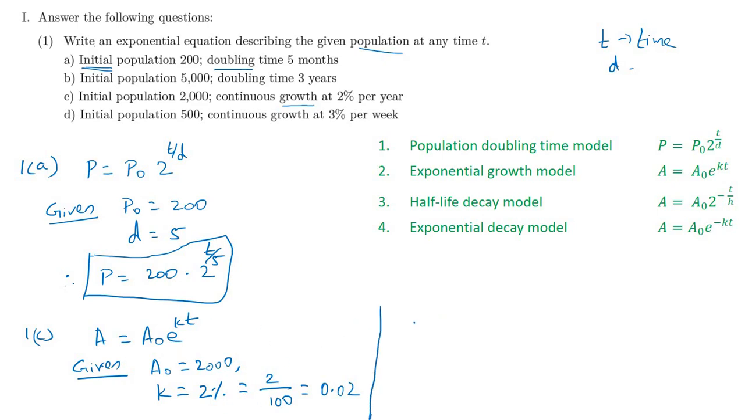Now just substitute the values here. A is equal to A naught. A naught value we know, so we will substitute here. A naught value is 2000, multiplication e power k value, just now we have written in terms of number, 0.02. Then t value is not given, put a t. That's all. This is the model.